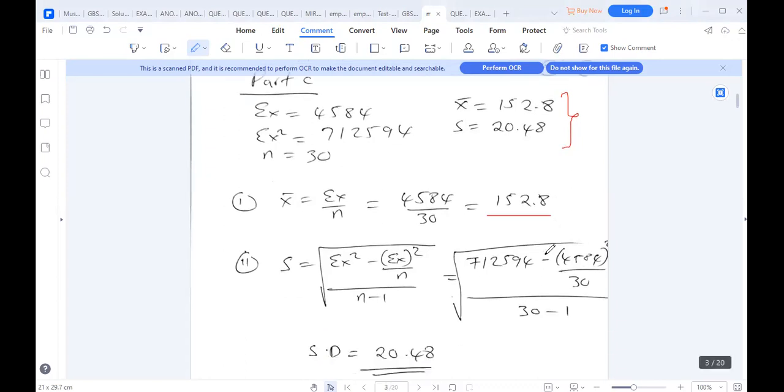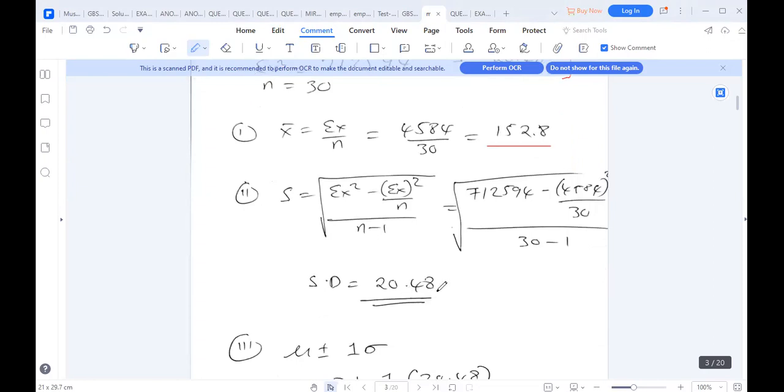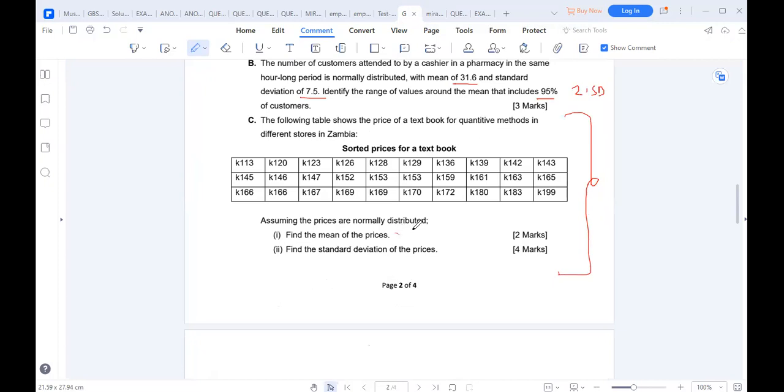Then this is a sample, not a population. So to find our standard deviation, it is the square root of summation of x squared minus summation of x to the power 2 over n, everything over n minus 1. So when you compute this, you're going to find your standard deviation as 20.48. So you've been asked in this question to calculate the mean and the standard deviation of the prices. So this is how we find them together.